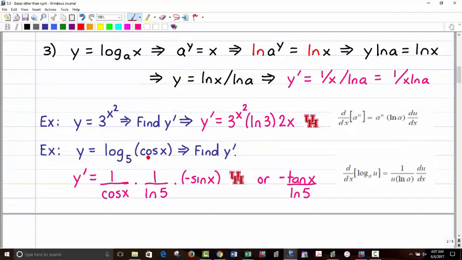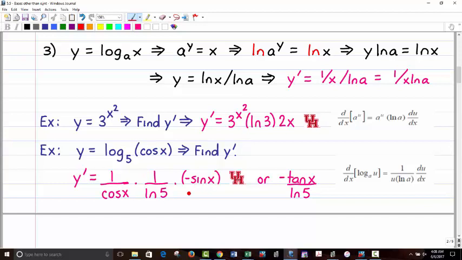So how about this one? Log base 5 of cosine of x. Find y prime. So now we're using this formula. So it's 1 over, I don't know why I split these up, but obviously it's right if they're split up or in one fraction. But it's 1 over the u, and then ln of whatever that base is, 5, that's on the bottom. So ln, that's your base, 5. And then right here at the end, we have the derivative of whatever this argument is. So the derivative of cosine is negative sine.